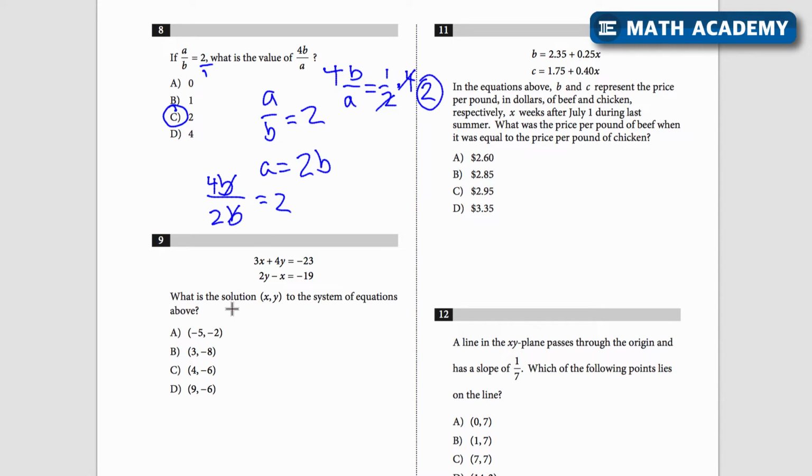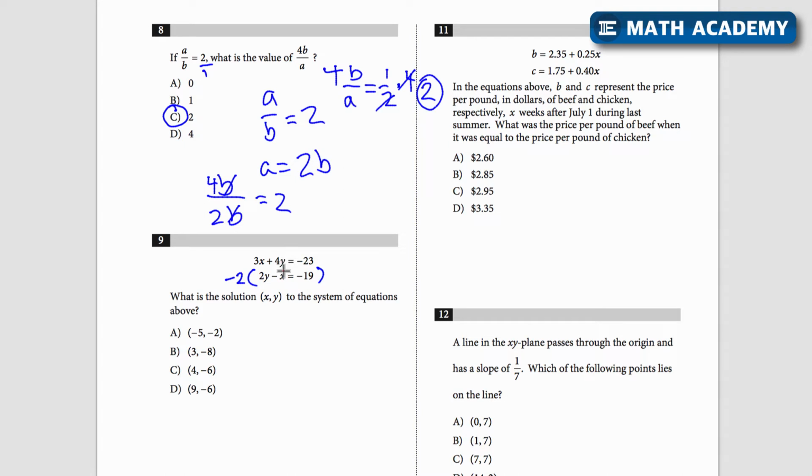Number 9, what is the solution xy to the system of equations above? So we have a system of equations. One thing I see, there's x's here and x's here, so they're kind of in a different order. What I'm going to do for this system of equations is see if I can get one of the variables to cancel out. I'm going to multiply this bottom one by negative 2. And what that will give me is negative 4y here, and I have 4y up here.